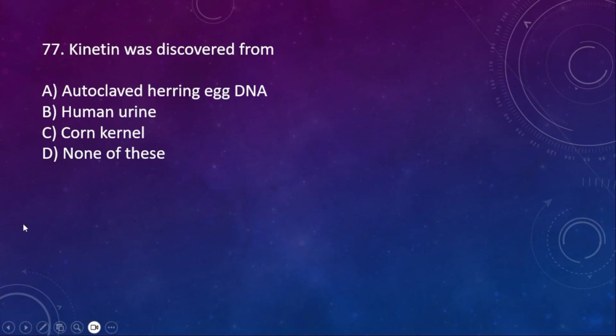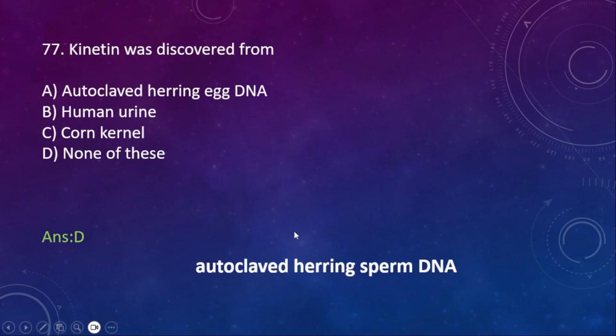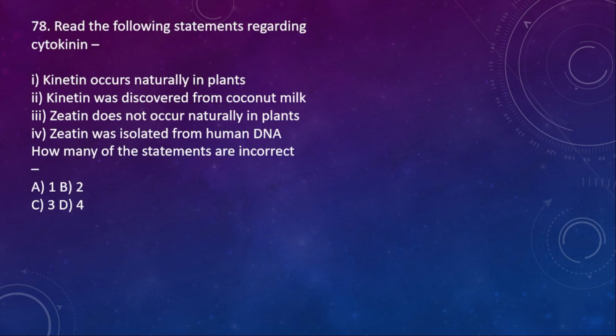Next question. 77. Kinetin was discovered from A. Autoclaved herring egg DNA, B. Human urine, C. Corn kernel, and then D. None of this. The right option here is none of this, because it was discovered from the autoclaved herring sperm DNA, not the egg DNA. So like this they will confuse you. Don't get confused there. Be confident in your concepts.